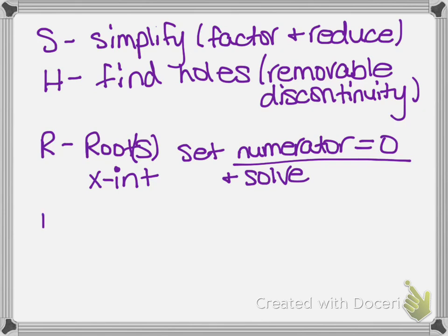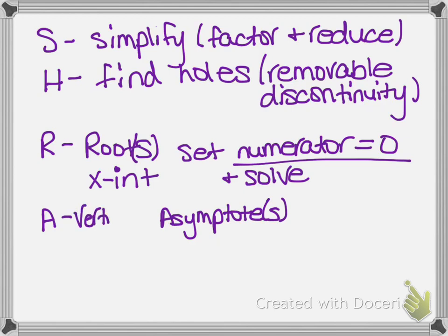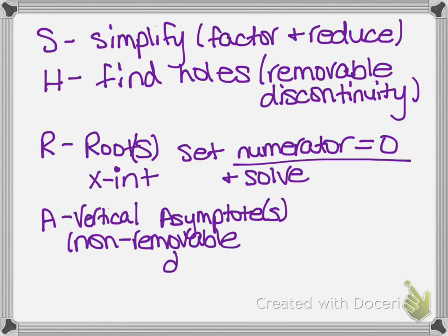And we will find our x-intercepts. Then the next analysis step is the A step. A stands for the word asymptote. And you guys have seen asymptotes several times this year. But specifically, this particular A step is talking about locating the vertical asymptote or asymptotes. And vertical asymptotes are what we refer to as non-removable discontinuities.